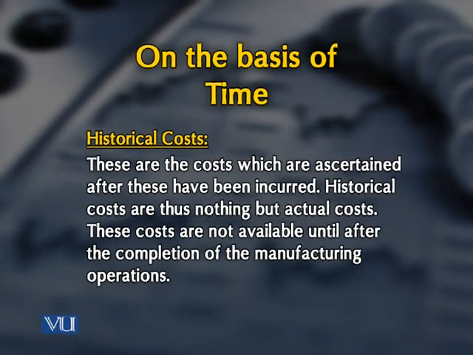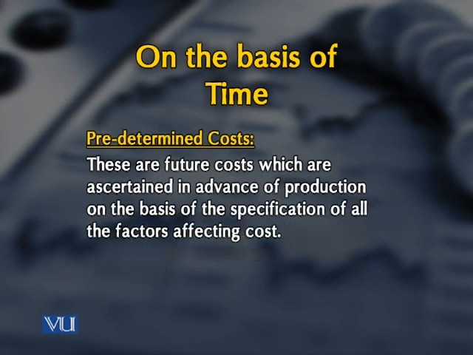Then there is another base: cost classified on the time basis. Here, number one is historical cost, and these are the costs which are ascertained after these have been incurred. Generally, when the cost is incurred, it is recorded in financial accounting, and that becomes the historical cost. Historical costs are thus nothing but actual cost. These costs are not available until after the completion of the manufacturing operations. So these are basically the actual cost, and we compare these actual costs with the budgeted cost if we have already planned for it. Predetermined costs are future costs which are ascertained in advance of production on the basis of specification, all the factors affecting the cost.